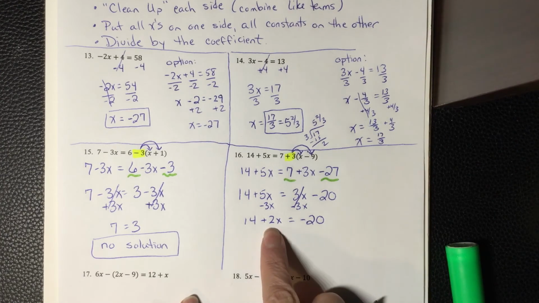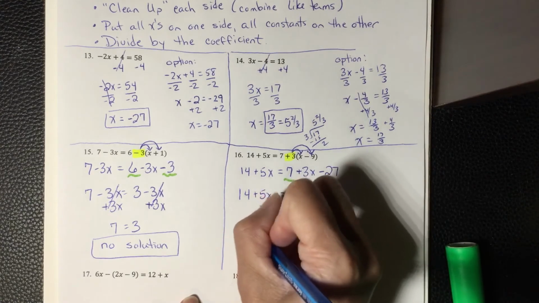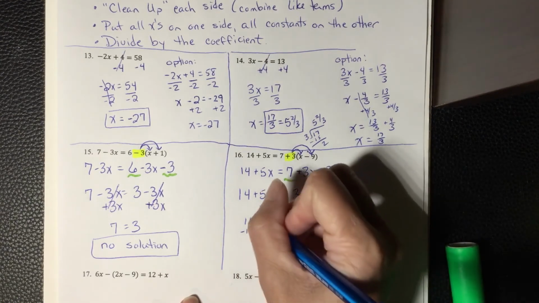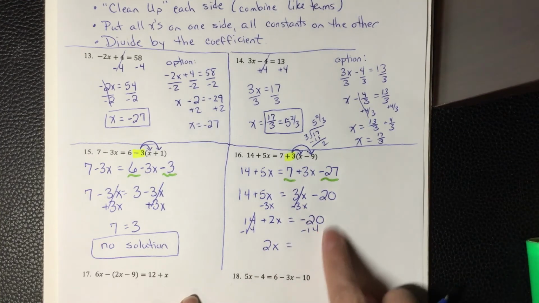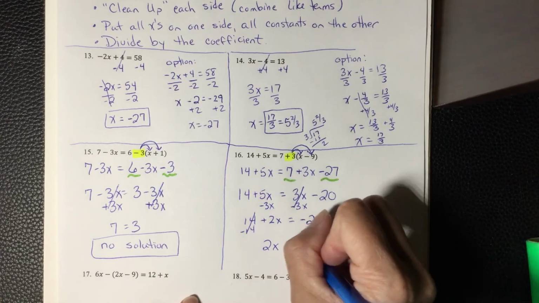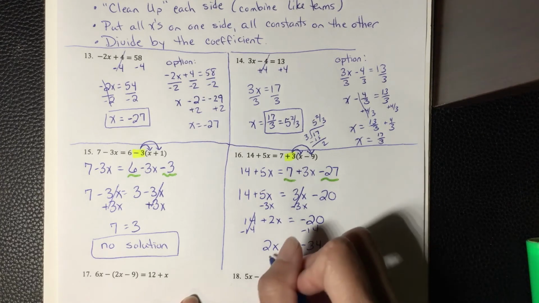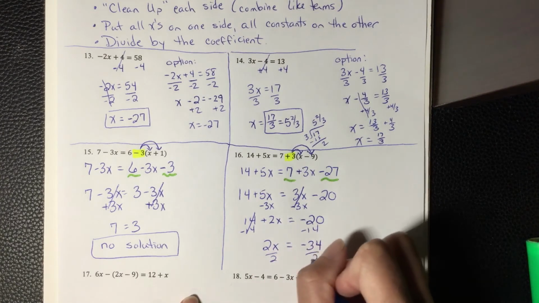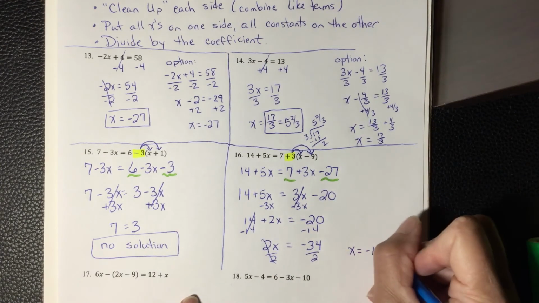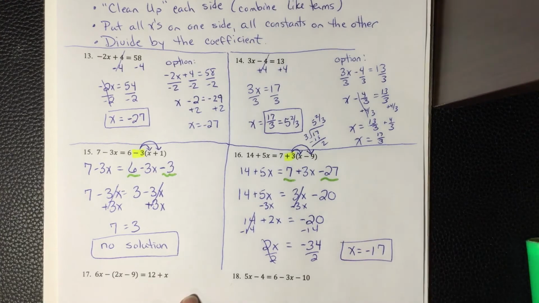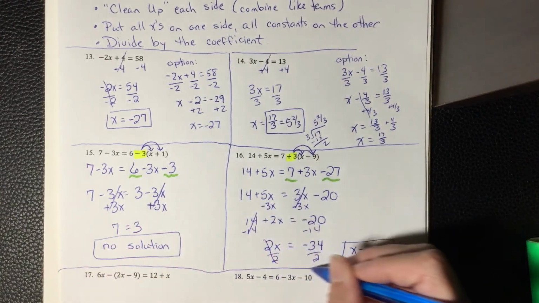All right, I got x's on the left. Now I want to get constants on the right. I want the 14 to go away, so I'm going to subtract 14 to both sides. I get 2x equals. Now these are both negative, so I'm going to add them and keep the sign, and I get negative 34. All right, last step is to divide by the coefficient, and I end up with x equals negative 17. All right, so the equations are getting a little bit longer as we go.